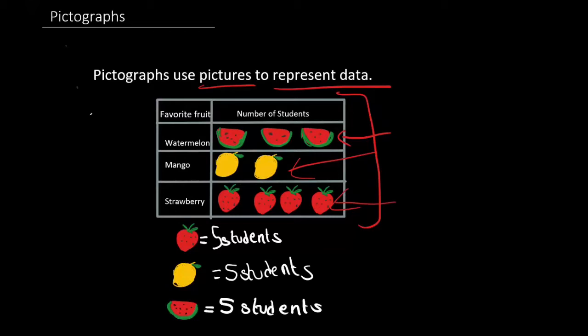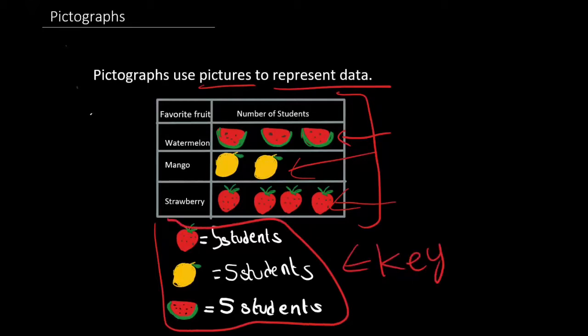As you can see, there's this thing over here on the bottom. That is the key. It tells you how much each picture represents. Each picture can represent a different amount. This strawberry represents 5 students, so every strawberry means 5 students like that strawberry. If there are 2 strawberries, that means 10 students like it. For the mango also, 5 students like it. So 1 mango equals 5 students, and 1 watermelon equals 5 students too.